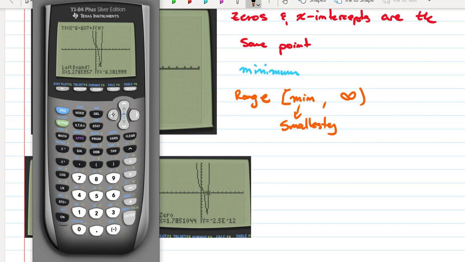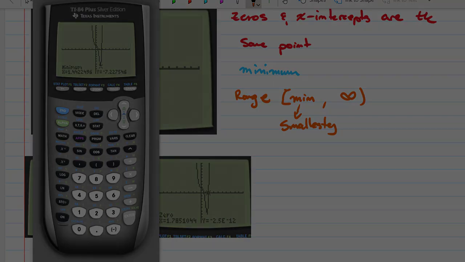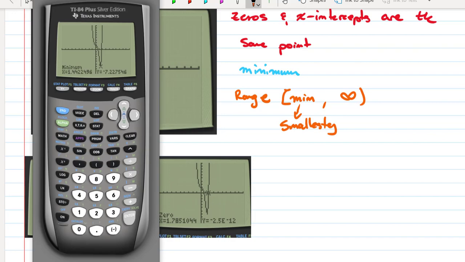But now I need to move my cursor till I'm to the left of the minimum, which I am, enter. Then I move till my x value is to the right of the minimum, which it is here. And then I move back closer to the min and I press enter. And my calculator gives me the following values.